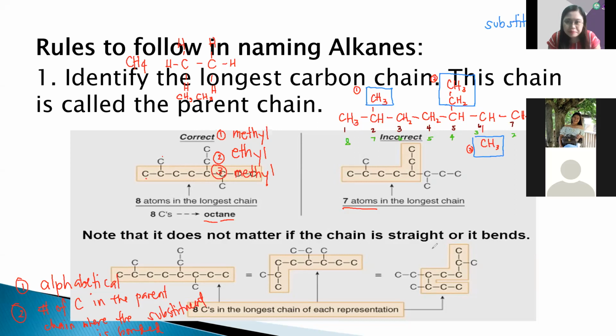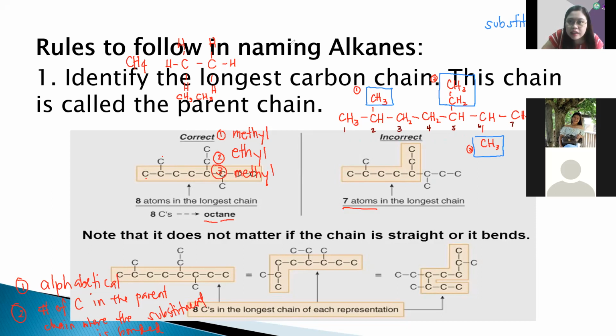Okay, titingnan natin. Kung dito tayo magka-carbon 1, carbon number 1 at carbon number 2, meron na tayong substituent. Pero kung ito yung carbon number 1 natin, yung substituent natin nasa carbon number 3 pa. So, ano nga yung rule? Doon tayo sa may pinakamalapit na substituent. So, let me erase the green ones kasi our final number 1 carbon is ito. Okay? Yan yung ating final na carbon number 1.